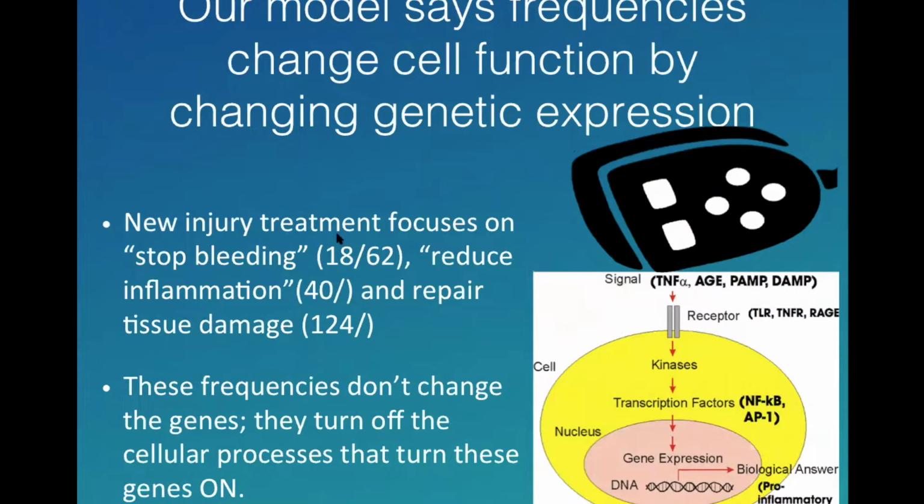But the new injury treatment focuses on 18 and 62 to stop the bleeding and reduce inflammation, 40 hertz, and repair tissue damage, 124, 294 through 21 and 9. These frequencies don't change the genes, they change the cellular process that turn these genes on.